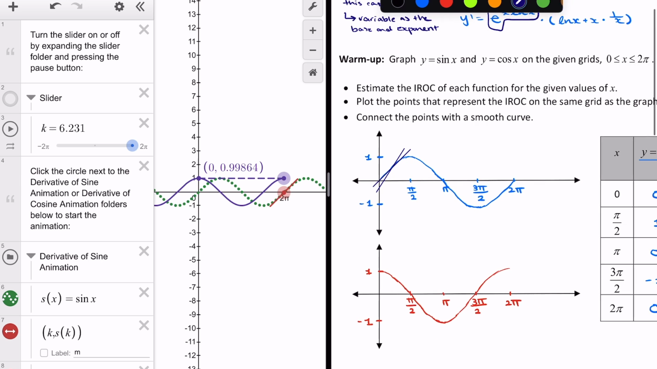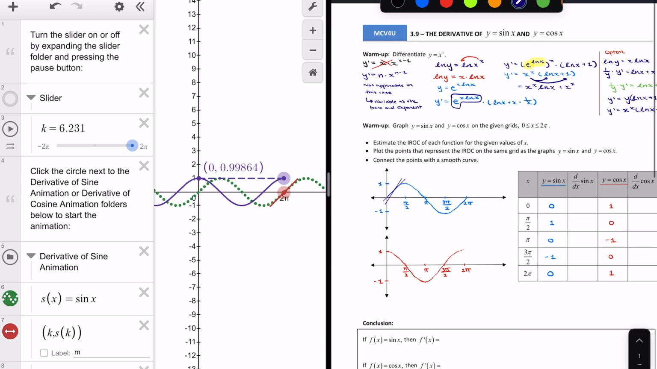So here, if we go back to our notes, we can see from that animation where the values of the tangents will be at different points of the sine x graph. And so we see here that at x is equal to 0, the slope of the tangent was 1, and the same thing when we get to 2 pi.